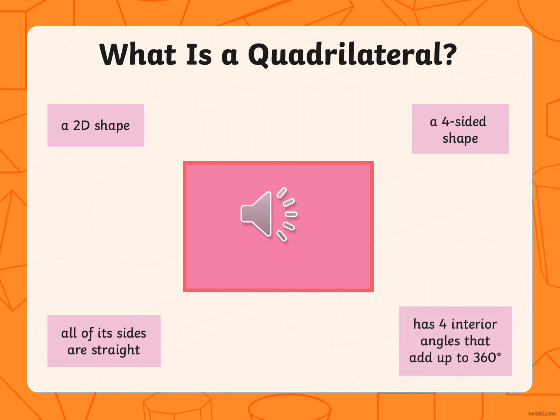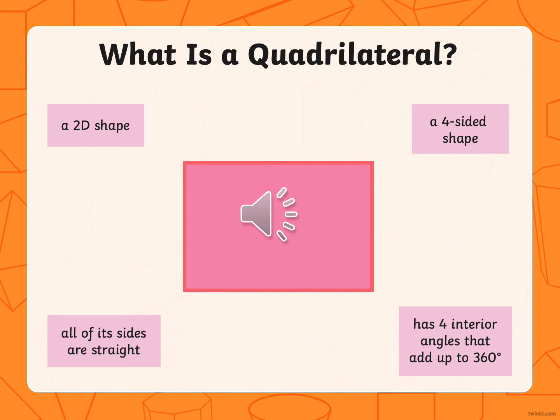Okay, you've recapped 2D shapes and 3D shapes. We're now going to look at what is a quadrilateral. So quadrilateral, is there anything in that word there that makes us think or helps us decide what a quadrilateral is? I'm thinking the word quad. Okay, so a quadrilateral is a 2D shape.